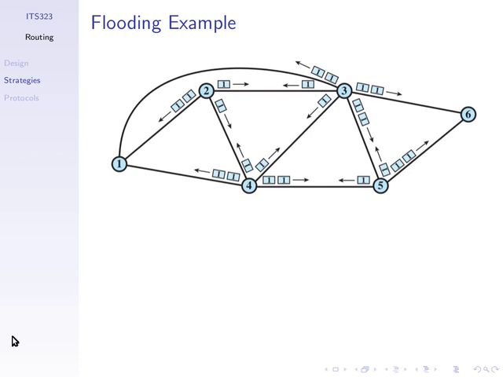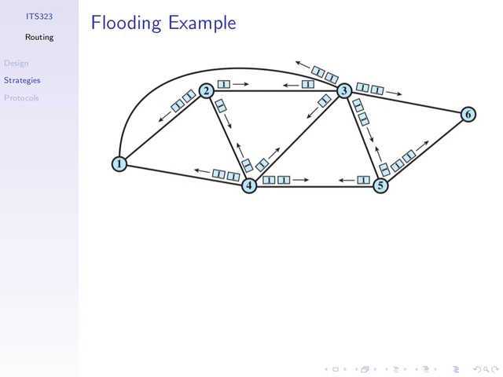This step could be improved. Node 4 received 2 copies of the same packet. It didn't know that they were the same packet, so it simply sends a copy of the first packet to its neighbours and a copy of the second packet to its neighbours. As a result, it sent 6 copies. 2 to 1, 2 to 5, and so on. We don't need to do that.